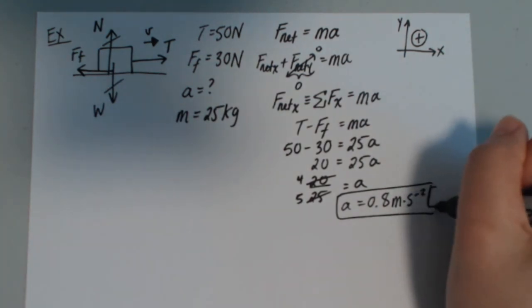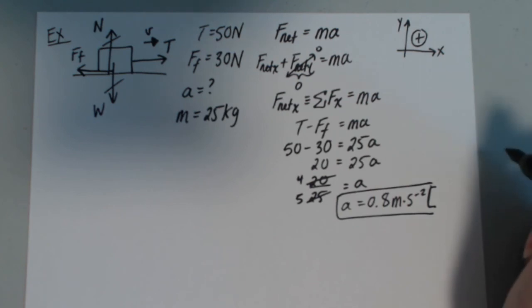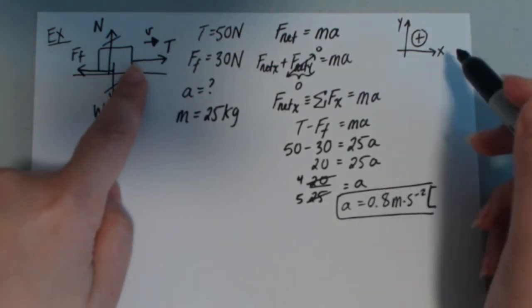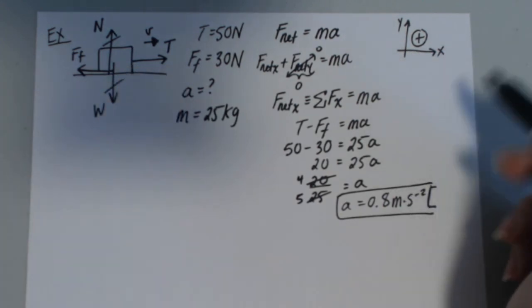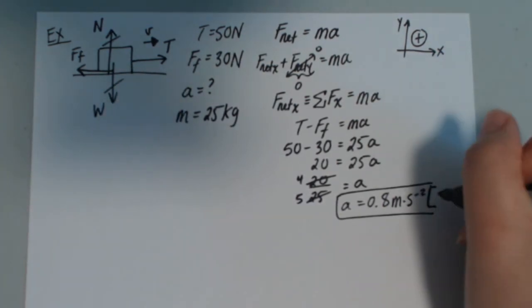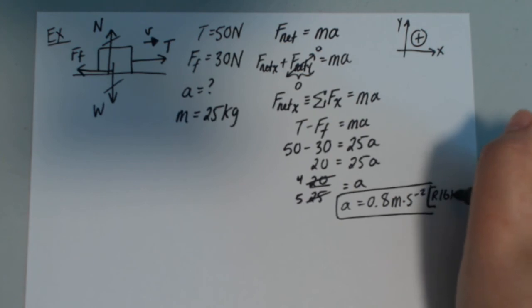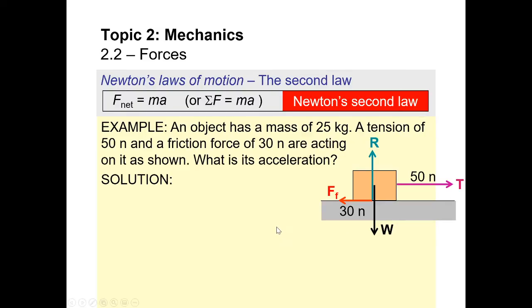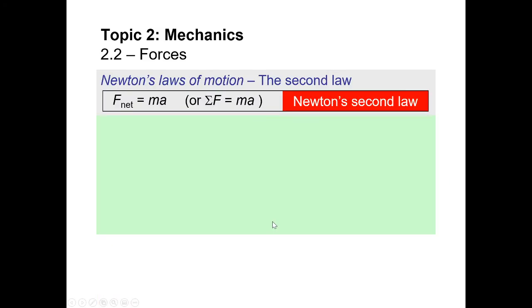We can stick a little direction in here too. So let me just put that in a square bracket. The acceleration is going to be, well, since it's positive, that means it's going in the positive x direction. Hence, it's going in the direction of tension. It's going to the right. So there we go. There's our complete final answer. Okay, let's go back to the slides. And we'll just make sure. Yeah, there we go, 0.8.